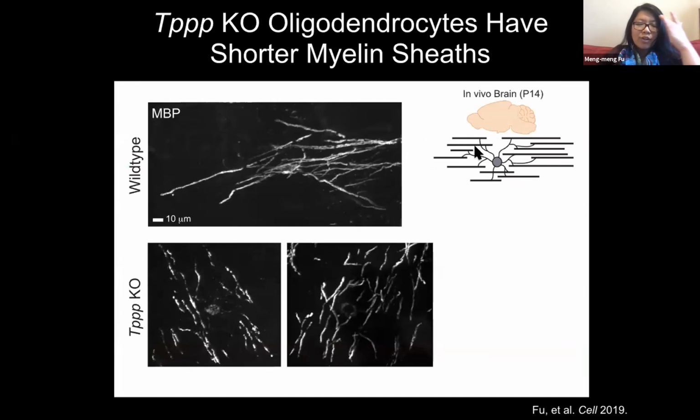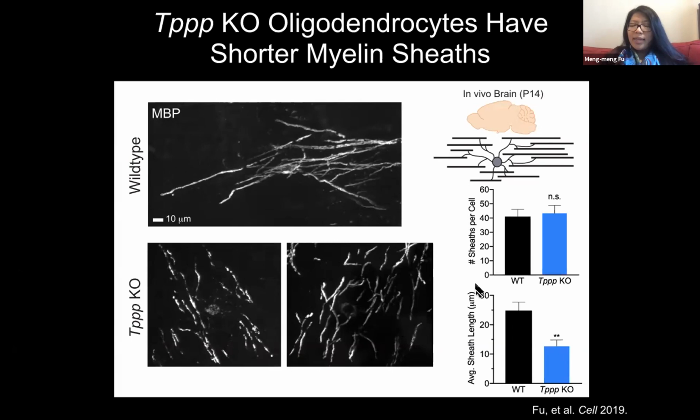and in vivo we can look at P14 brains, thick sections, and these images are max projections of hundreds of Z-stacks of individual cells. And so here's a wild type cell, for example, and you can see that it has these very long, beautiful myelin sheaths. In the TPPP knockout cells, these sheath structures are much shorter, and we can quantify many of these cells. And again, we see the same pattern that we saw in the 3D culture. So no change in the number of sheaths and a decrease of about 50% in the sheath length.